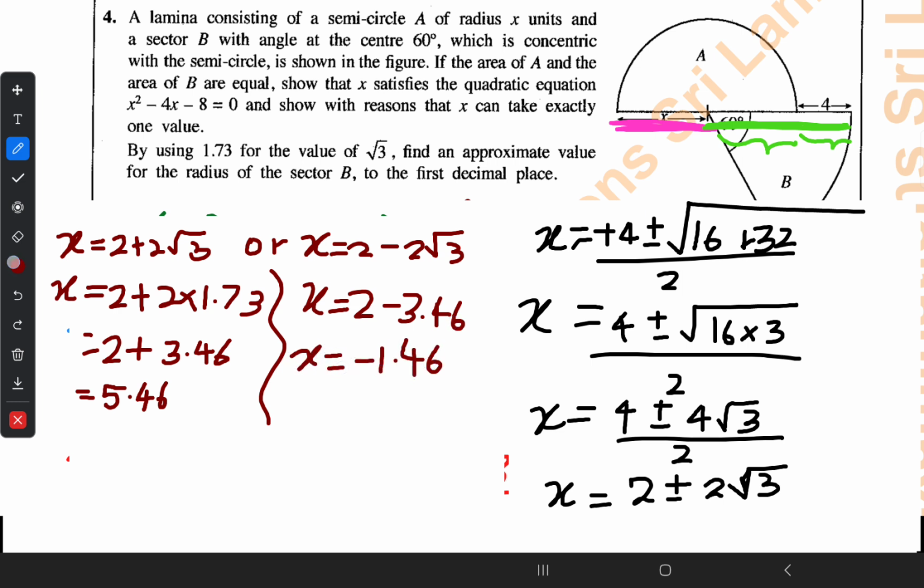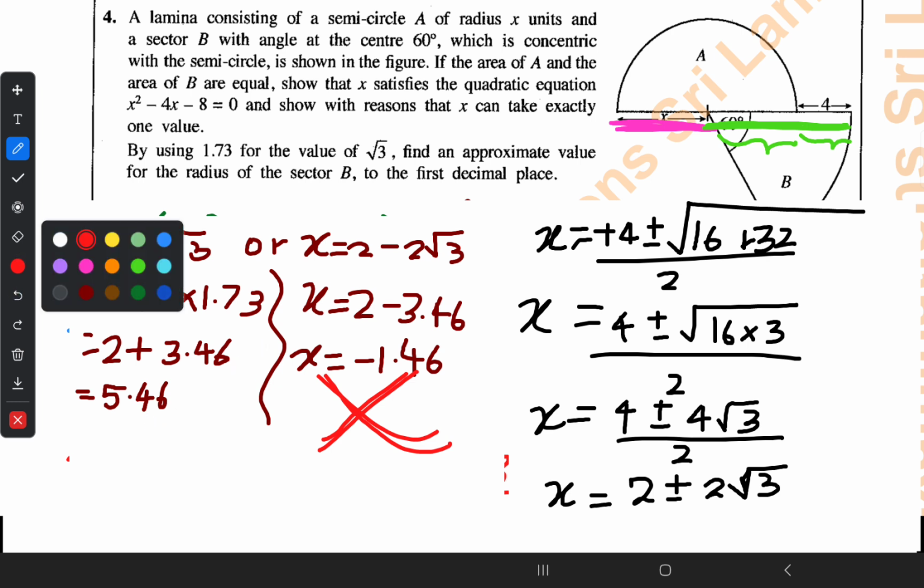But this is not possible, no? So let's discard this value, because it should not be our answer: x is a linear length, and a length cannot be a negative value. So we can remove this one easily. Then we have only one value for x, that would be 5.46. The question is to find the value for this sector B's radius.